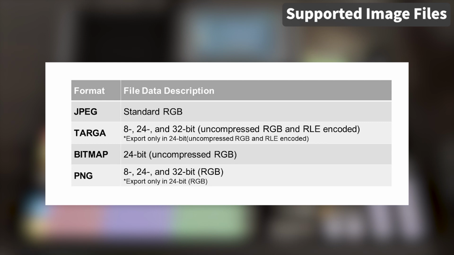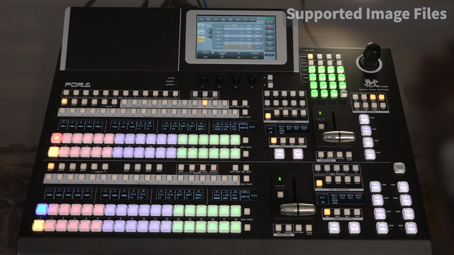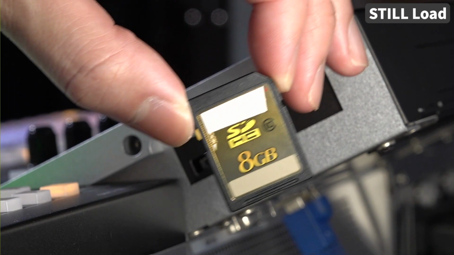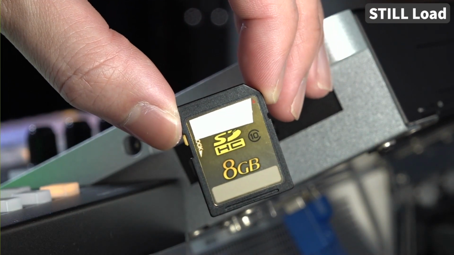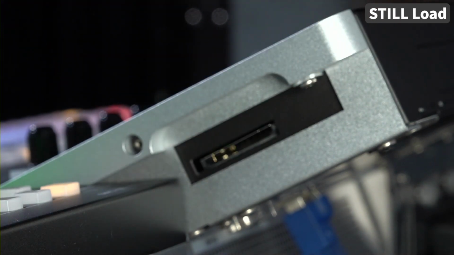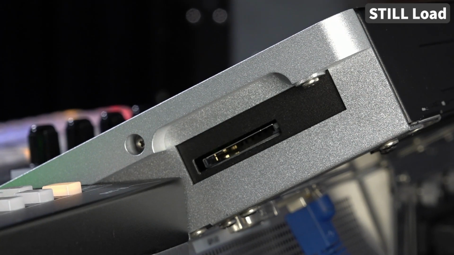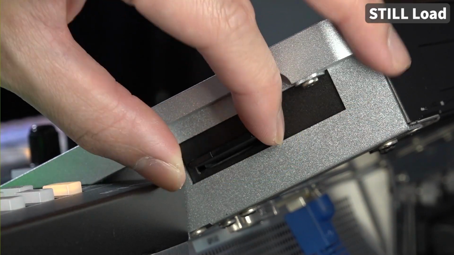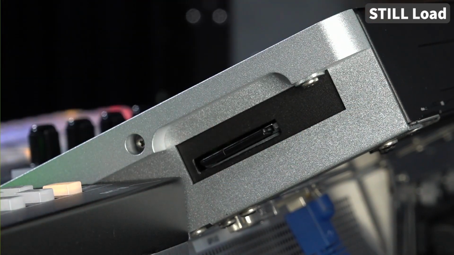Details of the various files are shown in the table below. Image files are loaded using an SD card. Please prepare the image files to be loaded onto the SD card in advance. Insert the SD card into the SD card slot on the side of the OU.